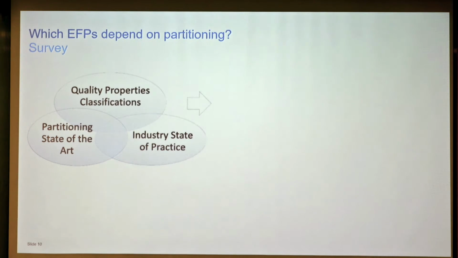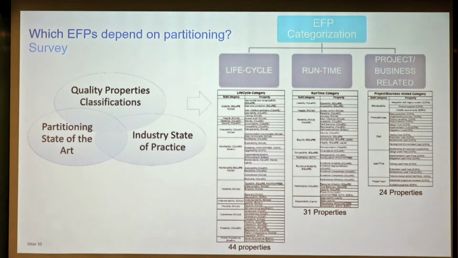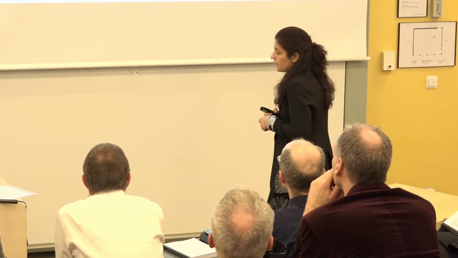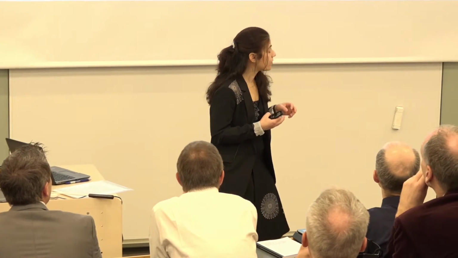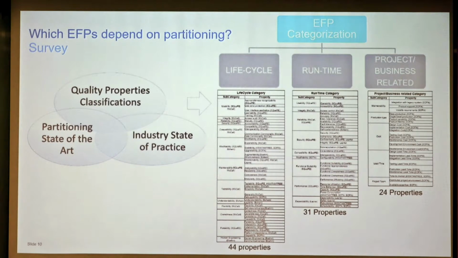Out of this, we classify the extra functional properties of relevance for partitioning based on 3 categories. The first category is life cycle. The second one is runtime, and the third one is project business related extra functional properties that are, or might be, relevant for partitioning. Given this categorization, we have a lot of extra functional properties. The next question is, are these extra functional properties dependent on the type of partitioning?